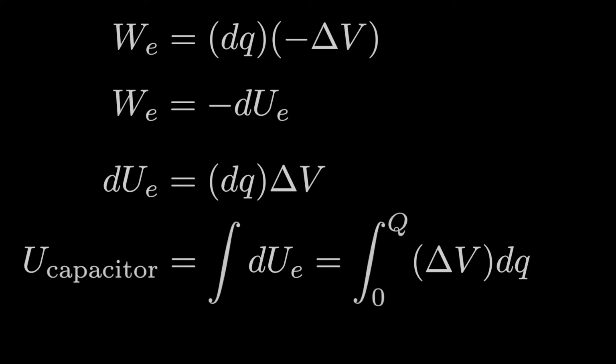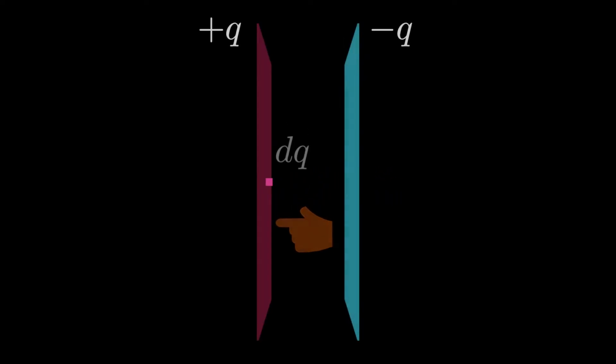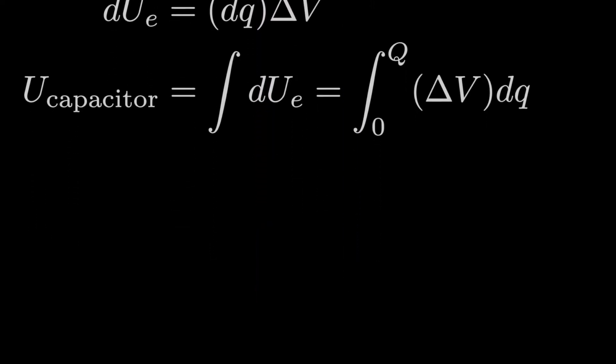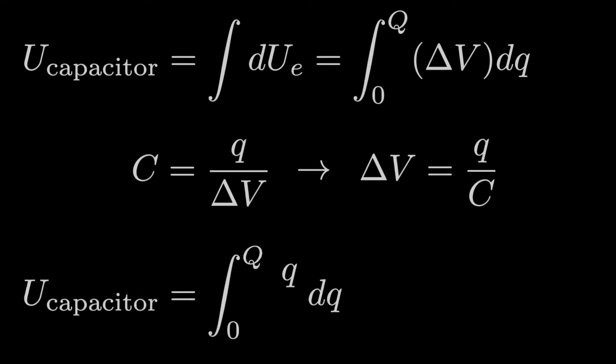Now we know what dq is, it's the charge we've just moved from one plate to the other plate, but what's delta V here? Delta V is the potential difference between the two plates, and we remember that we can write the capacitance of the capacitor as whatever little q happens to be right then, divided by whatever delta V is at that time. So delta V is equal to little q over C for q at any point during the integration.